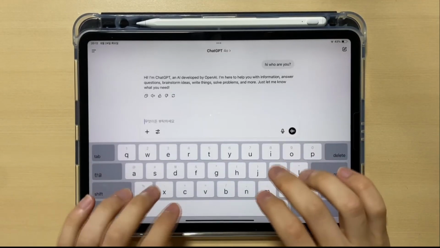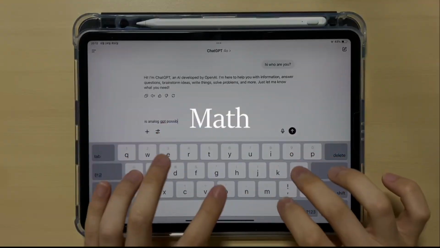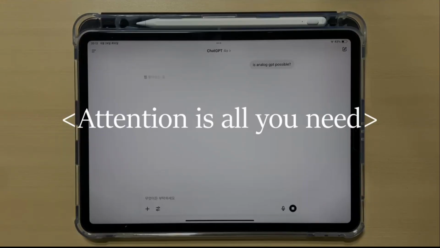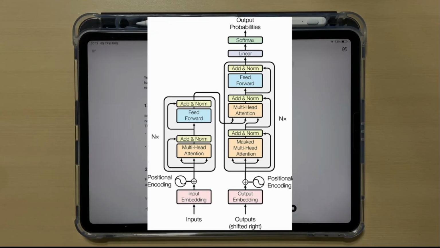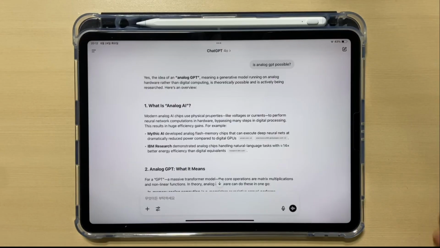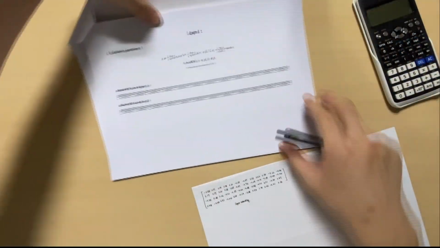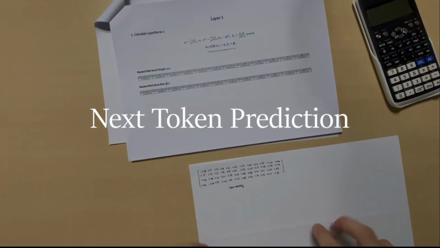At its core, GPT, short for Generative Pre-trained Transformer, is just math, a giant array of numbers. If you've heard of the paper "Attention Is All You Need," that's the one that introduced the transformer architecture. GPT is a stack of decoder layers introduced from the paper. With some calculations, you can predict the next token. In the early days, transformer models weren't even designed for question answering. Their main goal was simply predicting the next token.